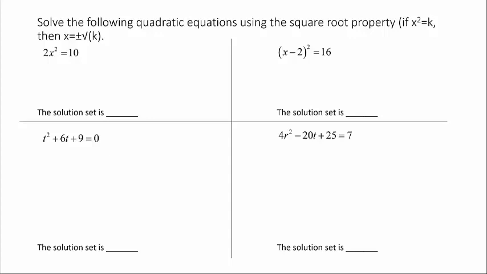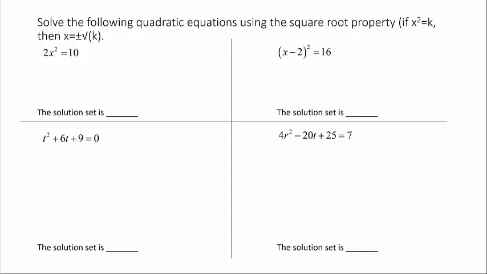In this video, our task will be to solve the following quadratic equations using the square root property. And just a reminder about the square root property. What that says is that if we have x squared equal to k, then x can be positive or negative, right? Because when we square it, it's positive. So when we take the square root of both sides of that, we're going to get x equal to plus or minus the square root of k. Okay, so with that in mind, let's try these examples.